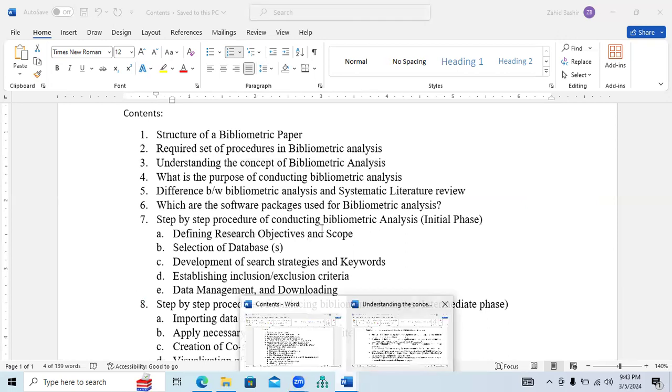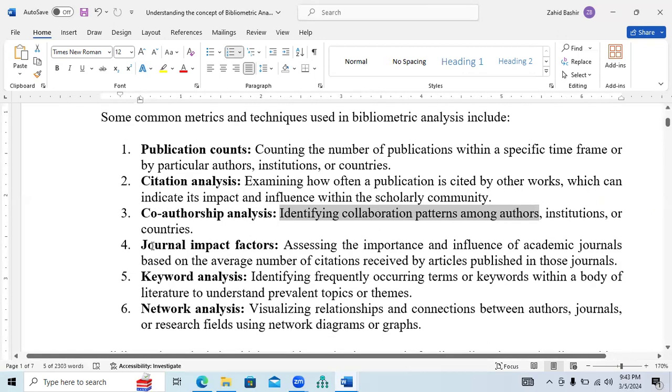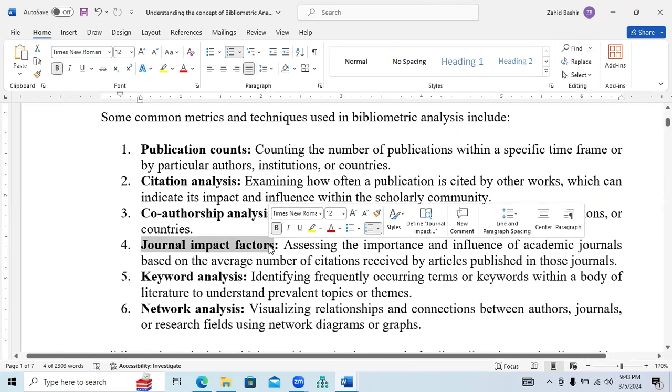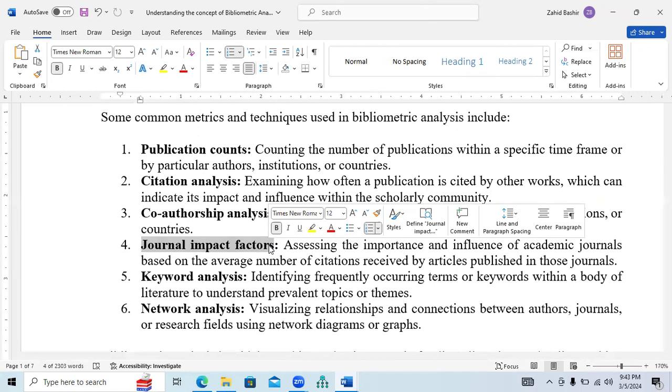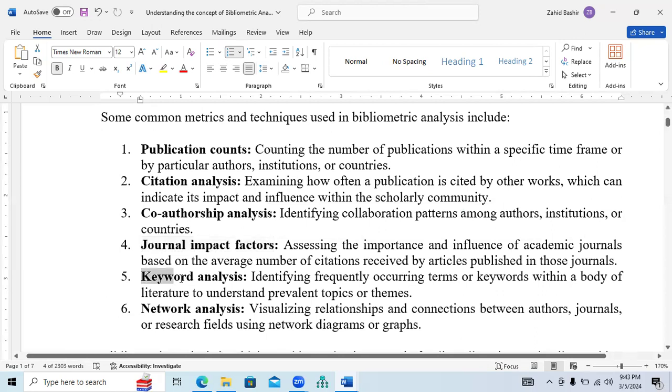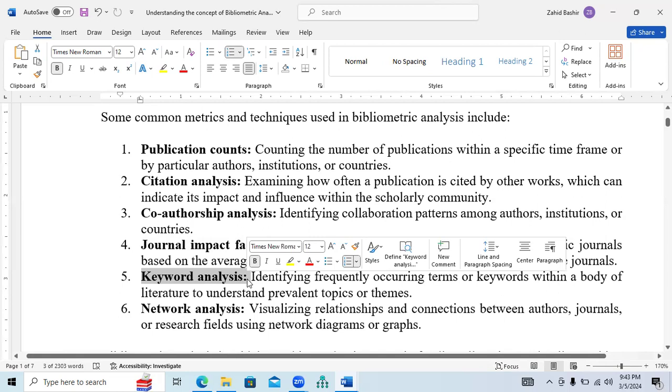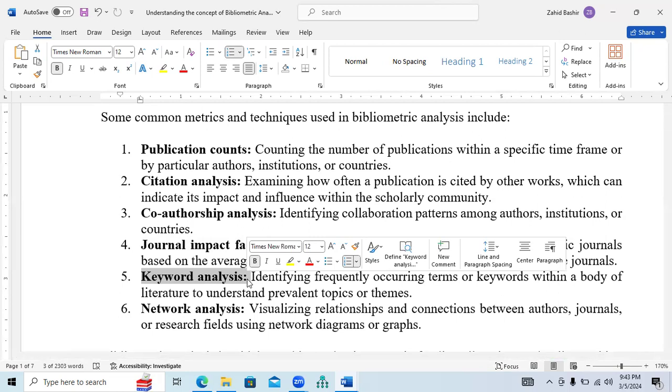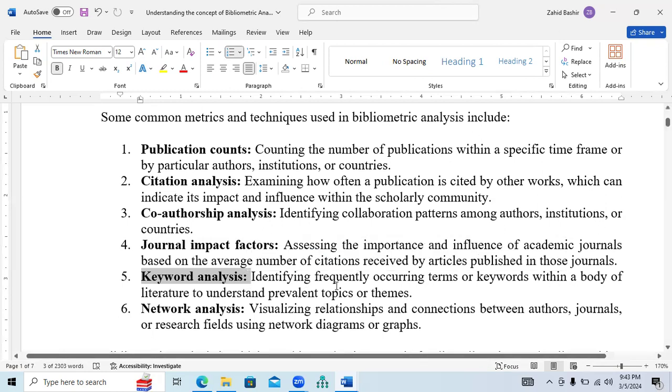Let's go to the other parts. Then the journal impact factor will let you know, in the domain in which you would like to conduct a bibliometric analysis, what the impact factor of those journals is. Then keyword analysis. Some specific domains have keywords that are more commonly used in that domain. So which are the potential keywords you may focus on for your future research? It will identify those keywords.